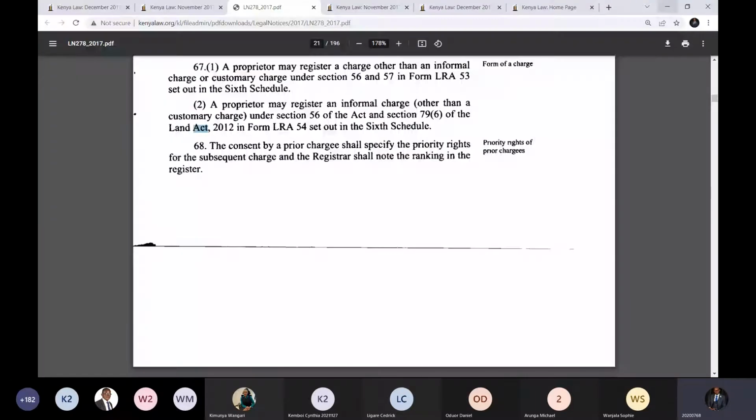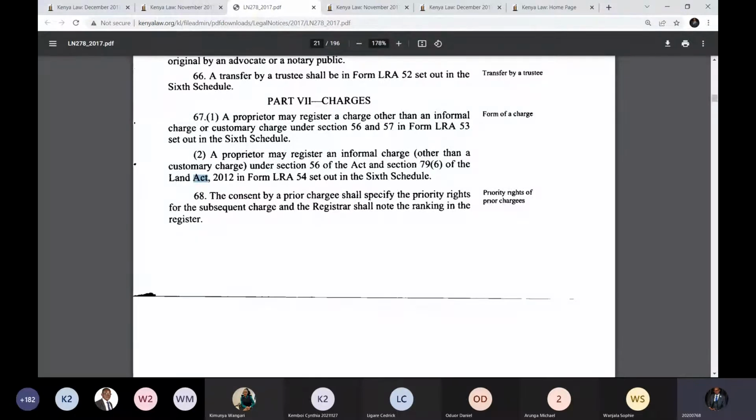Okay, now where are we? You've done the due diligence, everything is in order. You now start preparing the charge documents. Who prepares the charge instrument? The advocate for the charge. Yes, it's the advocate for the charge who prepares the charge instrument.